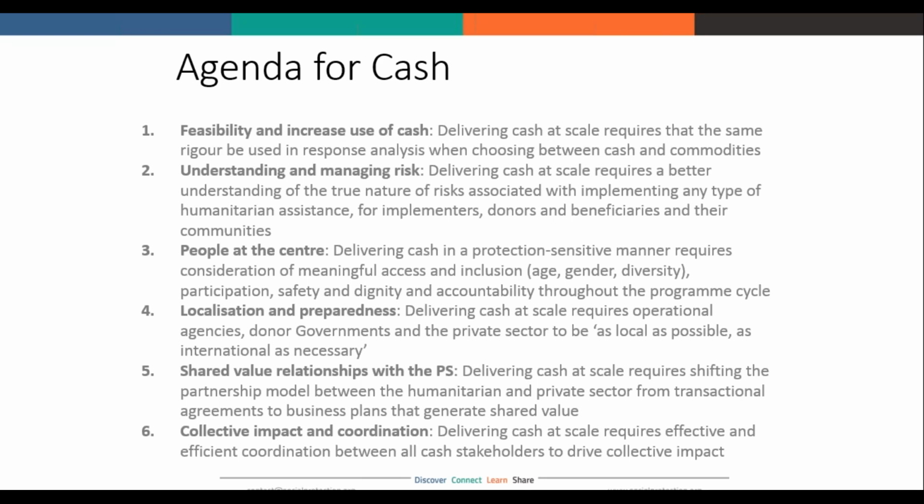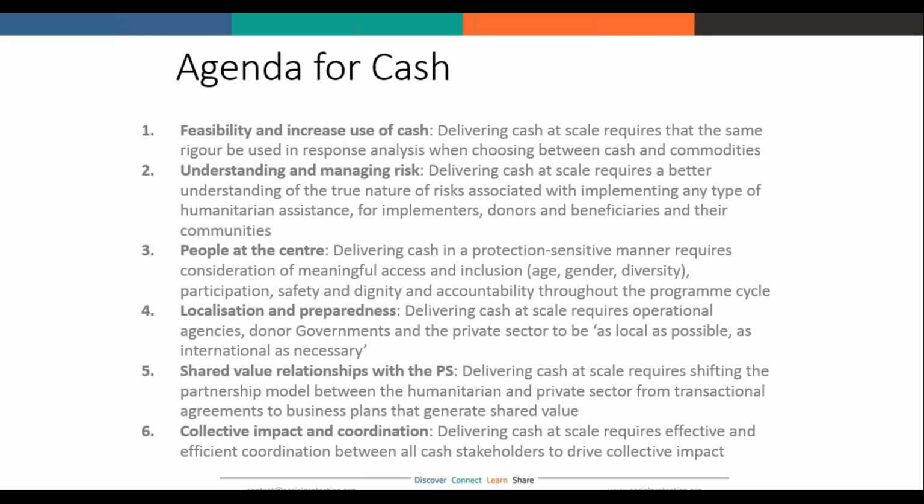The third section is about people at the center. We all agree that delivering cash in a protection-sensitive manner requires consolidation of meaningful access and inclusion to ensure that the big element of cash around dignity and safety is maintained. The fourth one is localization and preparedness, and I won't spend a lot of time talking about it now because this is exactly where social protection sits, and we're going to talk about it later.